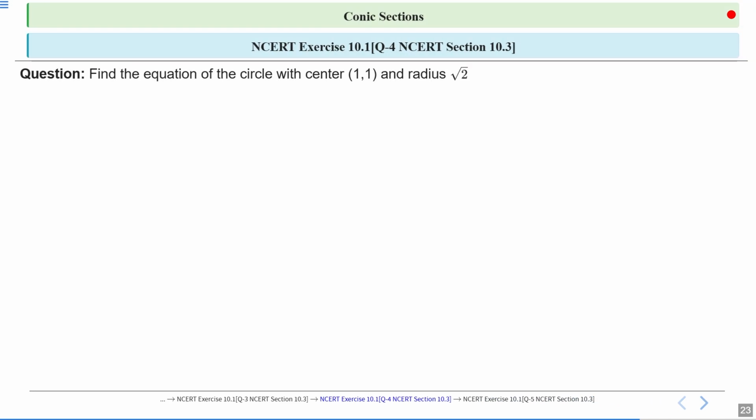In this question, we have to find the equation of the circle with center (1, 1) and radius root 2. Students, first of all, try it yourself. You have 30 seconds to try to solve this question. After that, we will solve this question.